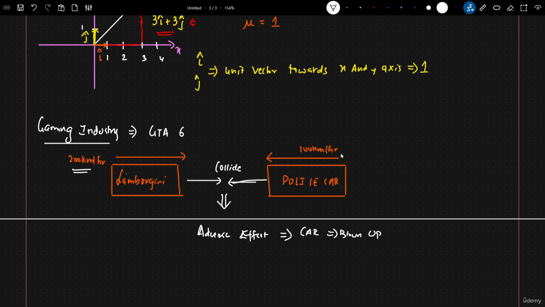I hope you have also seen that in GTA you have an option to ride a boat. When you are riding the boat, you ride in the waves, right? These waves will be moving from one direction to the other direction.